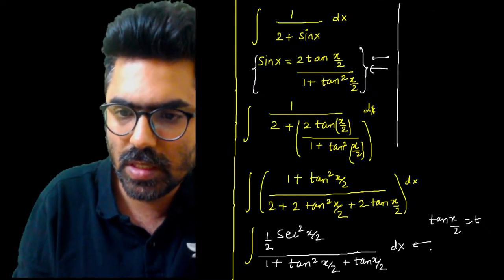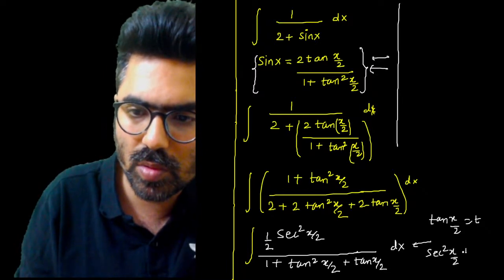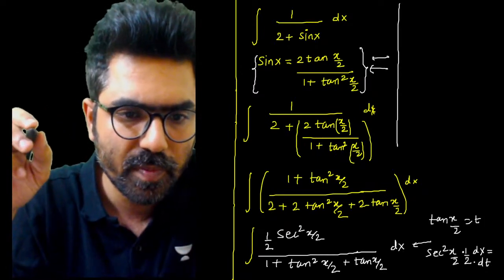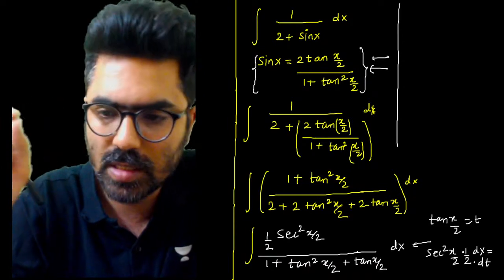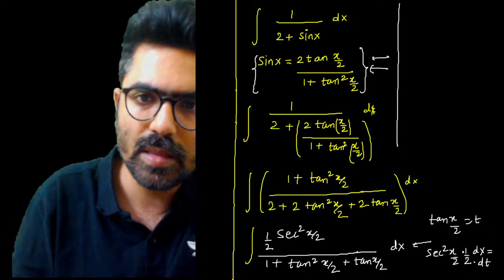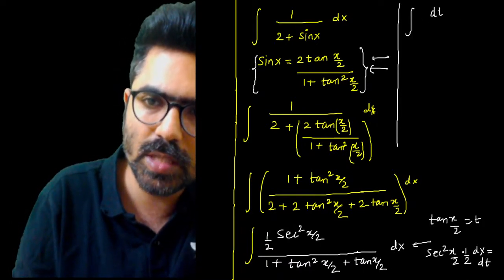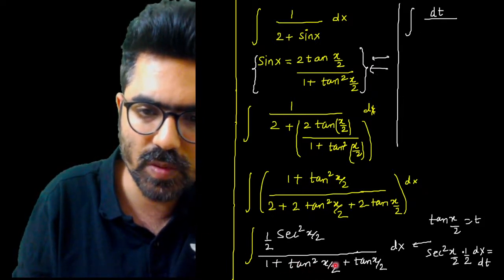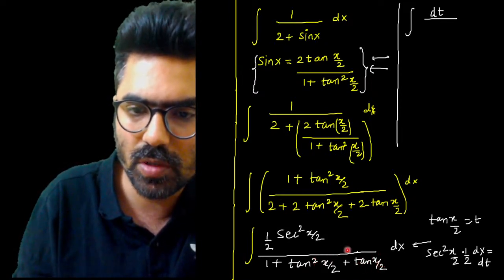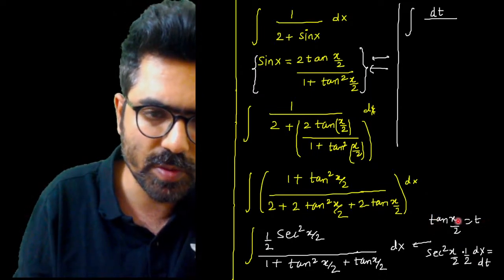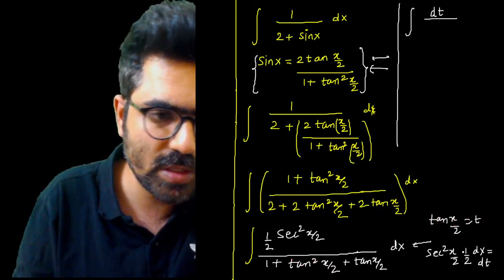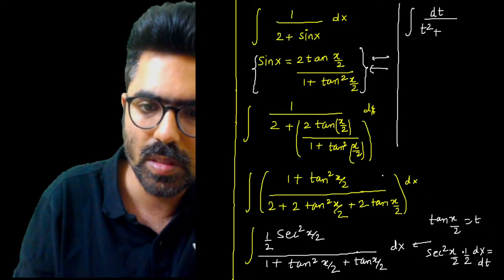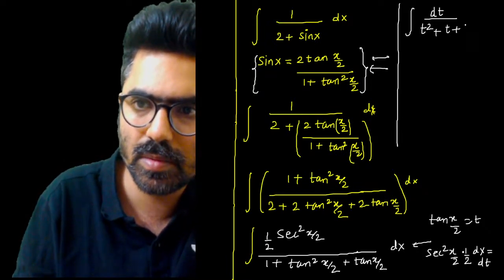If tan x by 2 is t, then sec square x by 2 into 1 by 2 dx is equal to dt, and that we are converting over here. The result is integration of dt upon this tan square x by 2. Look at this point, tan square x by 2 will be t square, because we substituted tan x by 2 as t. Then this will be t, and this will be 1.